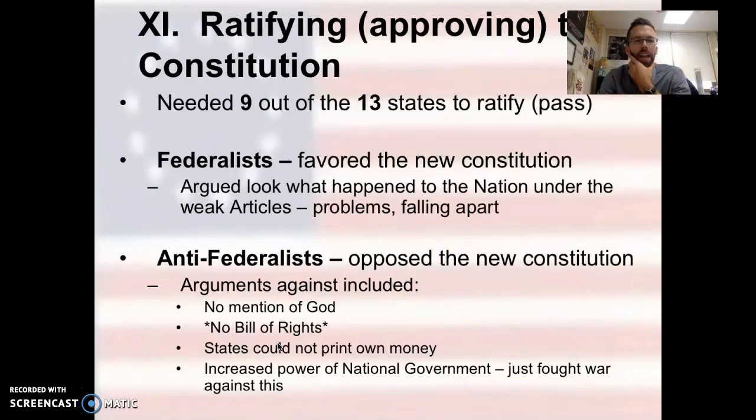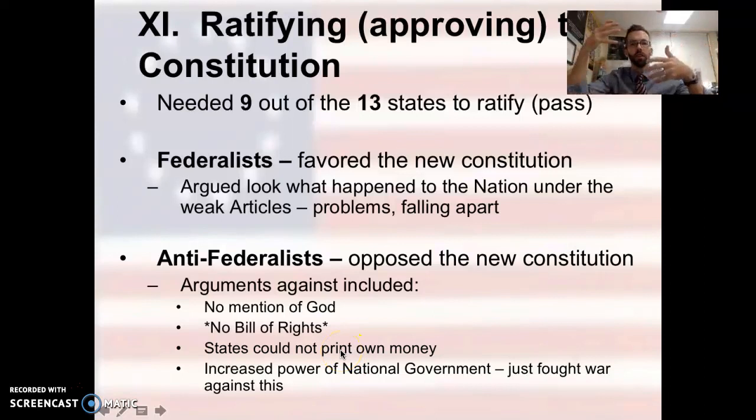So they need 9 out of the 13. The Federalists are going to be the group that favors the new Constitution. They say, look at the articles, it's a joke. This is why we need a strong federal government. Versus the anti-federalists who say, no, this Constitution, you're just creating a new monarchy. The president is basically a king. You're just going back to the way things were.